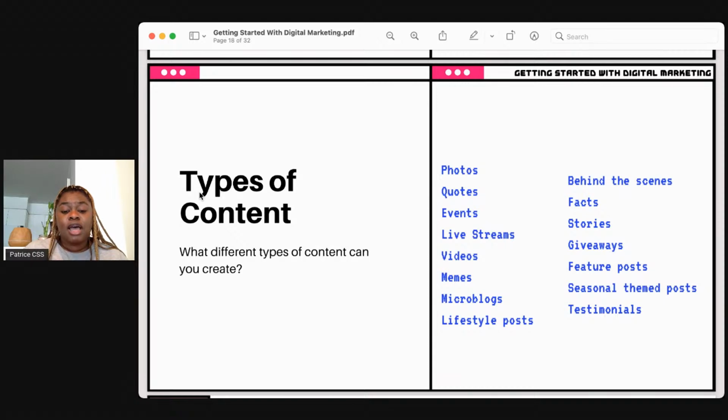Live streams, videos, memes, microblogs, or just general blogs. You have lifestyle posts. And when I say videos, I do mean long form, short form. I mean scripted. I mean reality. I mean vlog style. I mean tutorial style. There's so many different types of video. Behind the scenes content, facts and information just to position yourself as an expert. Storytelling never goes wrong. And in fact, your whole marketing should be laced with storytelling. This is how we're really going to reach them.